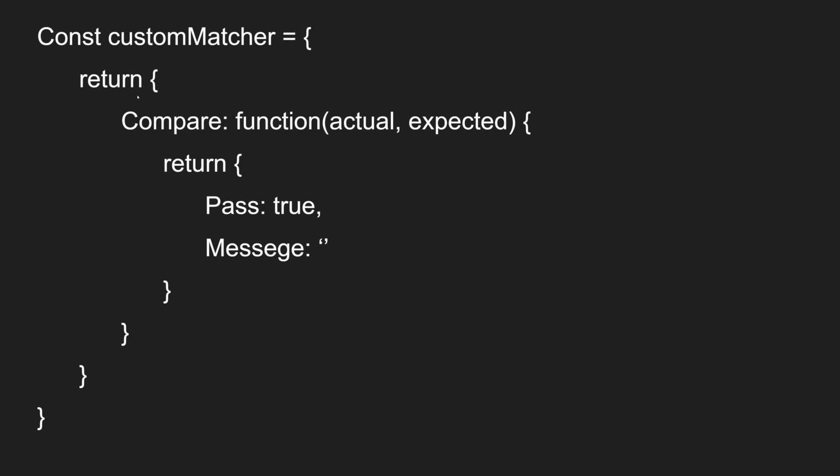Now the entire thing will be something like this. The matcher should return an object containing a compare function, and the compare function takes the actual and expected values. Actual is the value passed through the expect method, and expected is the value sent through the matcher. The compare function returns the result object, which contains two properties, pass and message. The message is spelled wrong here, it should be M-E-S-S-A-G-E. If pass is true, the spec passed. If pass is false, the spec failed. If the message property is present and has some message, this message will be shown in the spec as the result of the failure. This is how we write the custom matcher.